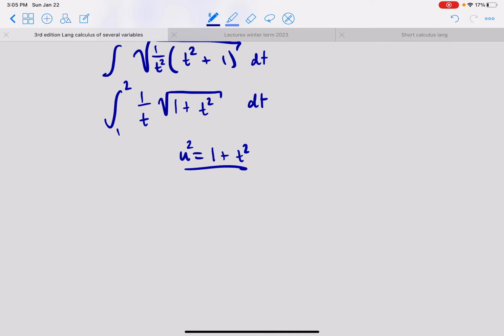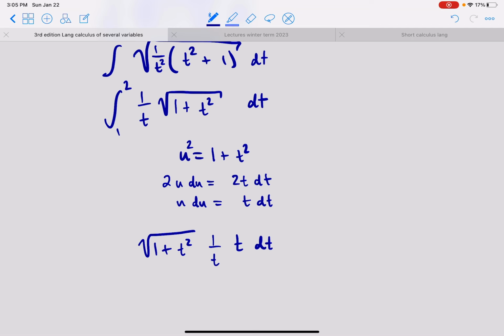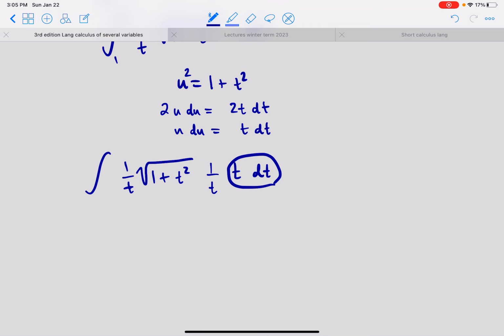So, if this is our substitution, then 2u du equals 0 plus 2t dt. And cancel the 2's. u du equals t dt. So all I have is a dt. It would be nice if I had a t dt. So I'll just multiply by t and then divide by t. So in all, that gives me a t dt, which will become u du.